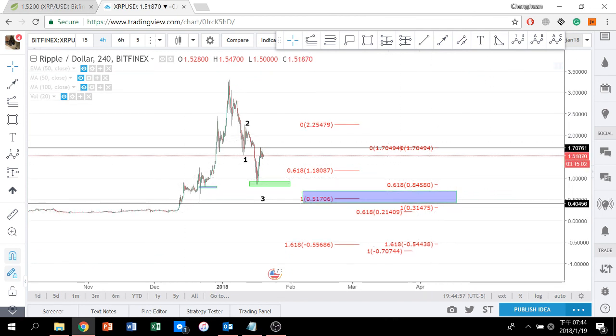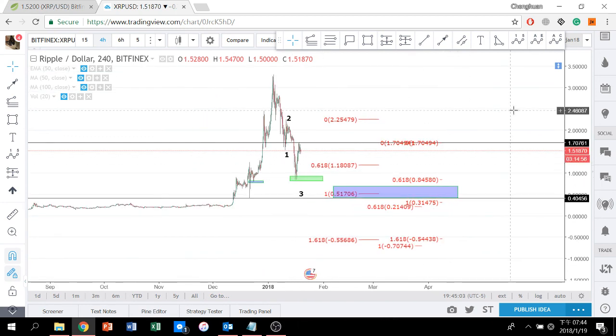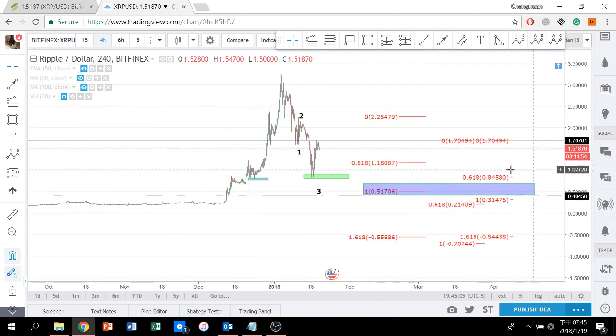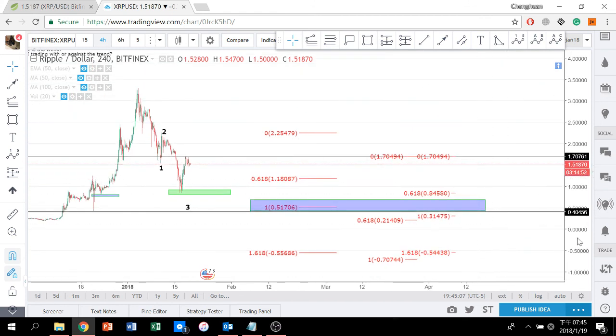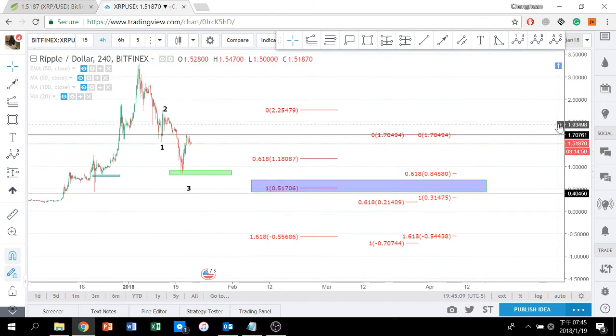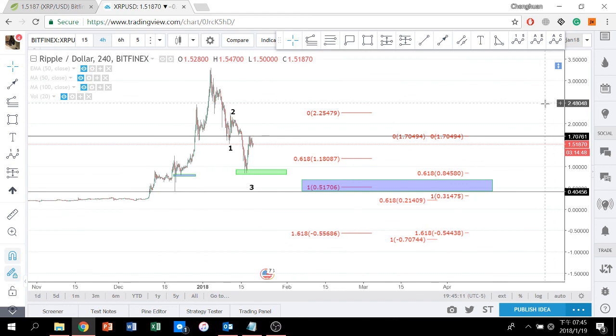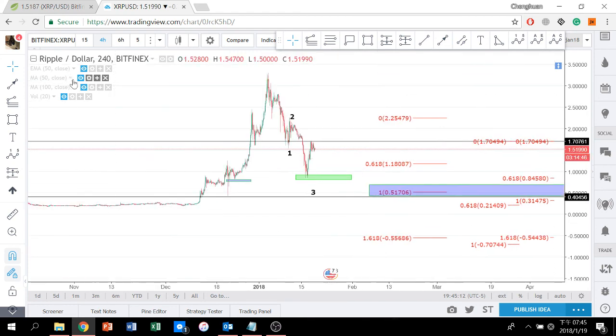But according to Hofstadter's law, it's basically a theory, not a theory, but an idea, that anything that you plan will take longer than you expect. So don't rush. Let the market play out.